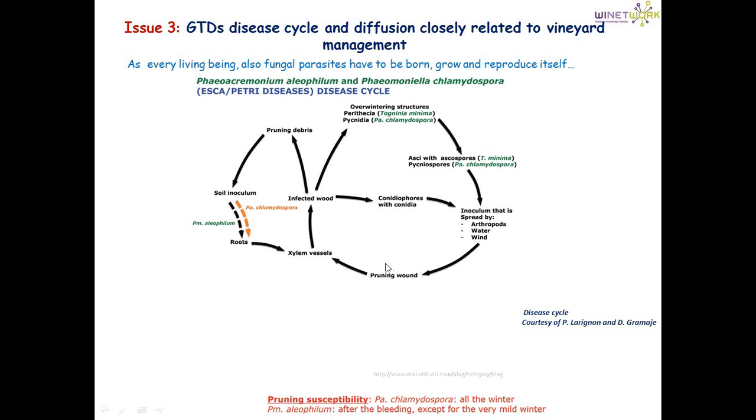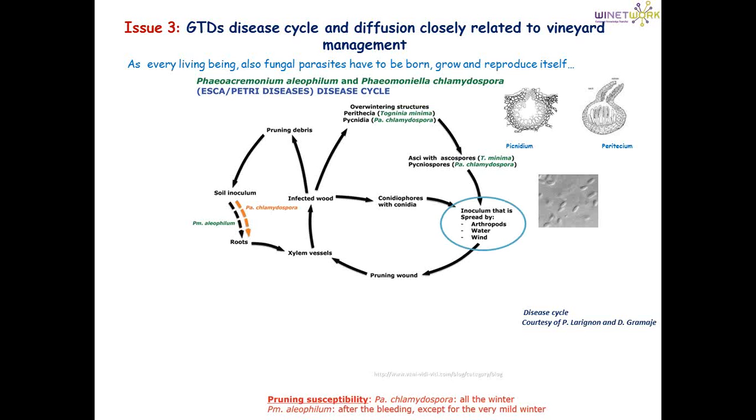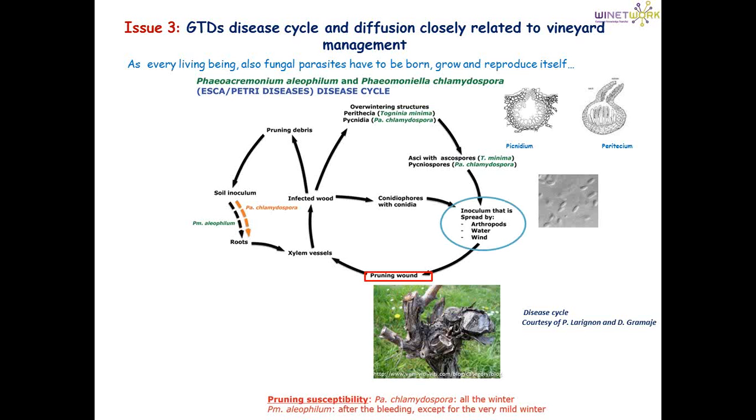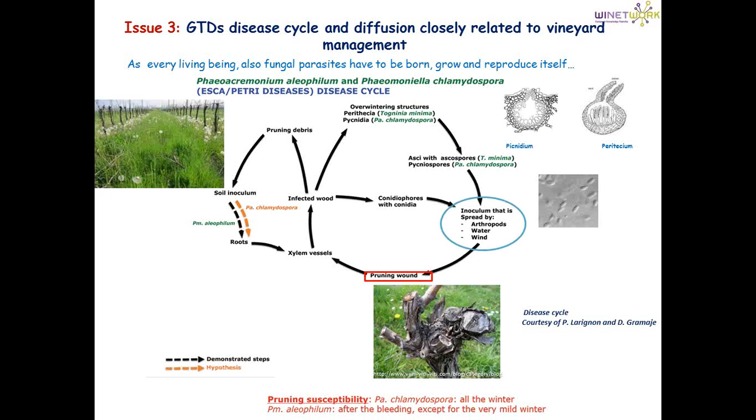Of course, we know that in vineyards pruning wounds are very frequent, because pruning is a periodical practice in vineyards. And sometimes the pruning wounds could be susceptible for a long period of time. And also, you can see that pruning debris are responsible for the disease spread. Sorry.